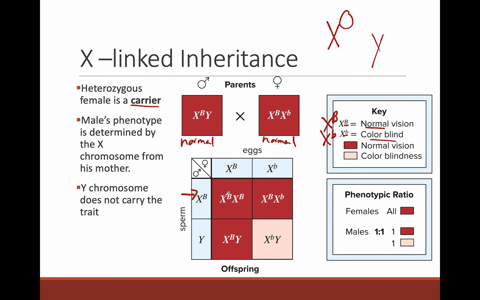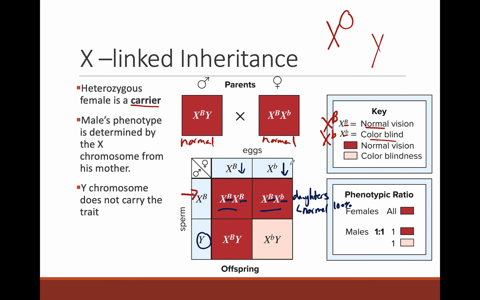Since the father gives an X to his daughters, they will all receive a dominant allele from him and have the normal phenotype. The father does not determine the phenotype of the sons because he gives them a Y chromosome, which does not carry the gene at all. The mother provides an X chromosome to all her children. One daughter gets a big B, and one daughter gets a little b. All of the daughters from this cross will be normal. We expect half of the daughters will be homozygous dominant, and half of the daughters will be carriers, with one recessive allele that gets covered up.